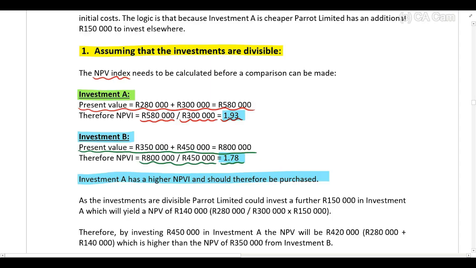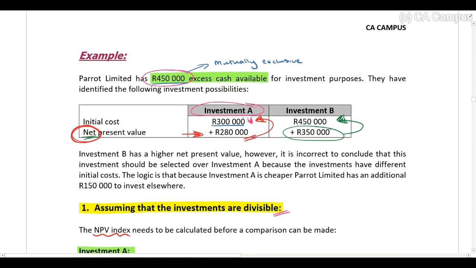Now, instead of just studying this as a rule, I want you to understand the logic behind this calculation. We did this assuming that the investments are divisible. So that means instead of investing 300,000 Rand in investment A, the company can invest less money or they can invest more money. And I know this because the investments are divisible. So what would happen to this net present value over here if the company invested 450,000 Rand instead of 300,000 Rand? So please note the net present value of 280,000 Rand is based on investing 300,000 Rand.